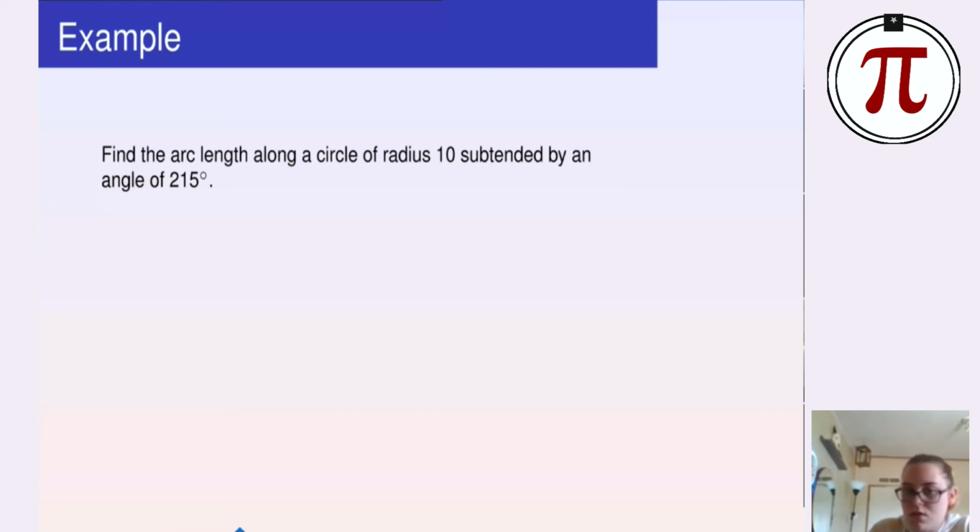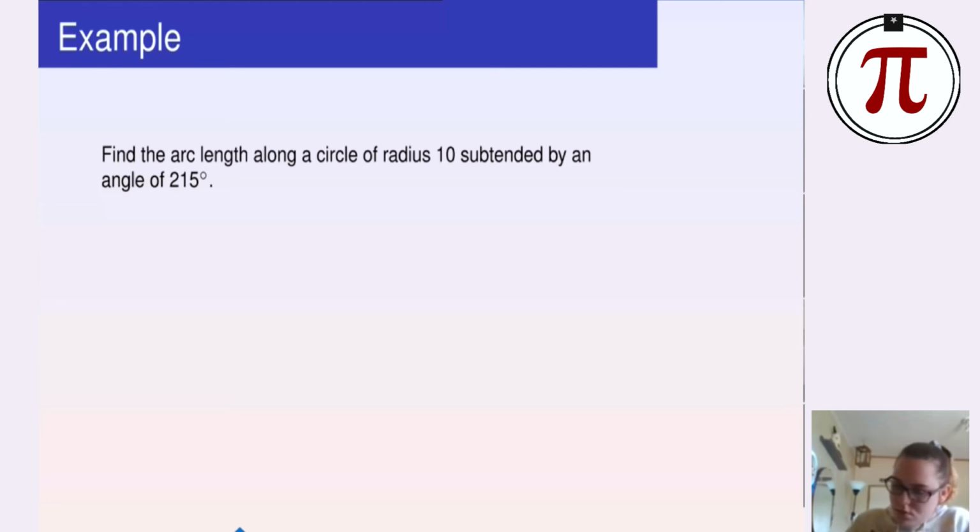Mustafa, can you read for us? Find the arc length along a circle of radius 10 subtended by an angle of 215 degrees. Yes, 215 degrees. Very good. Firstly, convert 215 degrees into radians. Do you remember how to convert a degree to radian?